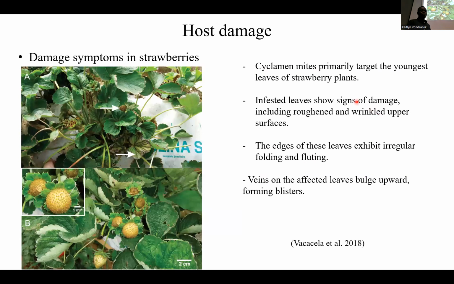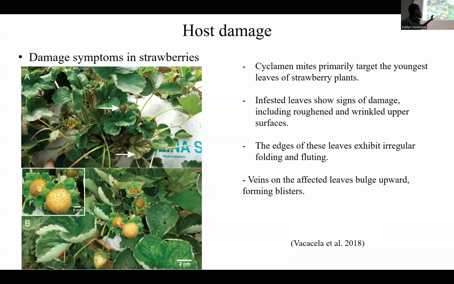And in strawberries, this is where things get a little bit exciting. They primarily feed on or target the youngest leaves of the plant. And when they infest the leaves, they can show signs of roughness. If you look at this, it's rough and wrinkled on the surface. And the other thing is the edges of these leaves become irregular, for people who know how healthy strawberry leaves look. And the veins of the affected leaves actually bulge up. If you look at the veins, you see how this vein is bulging up here?